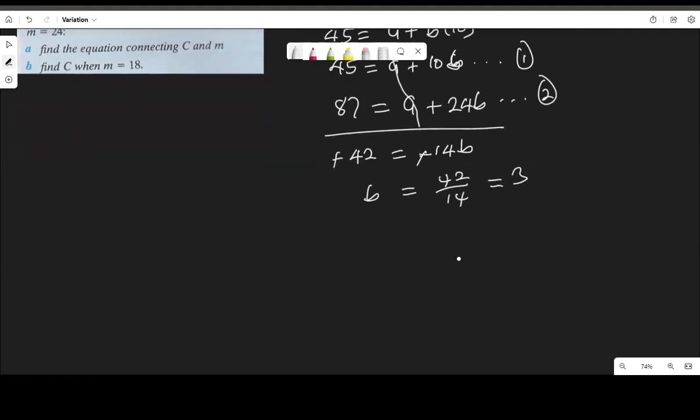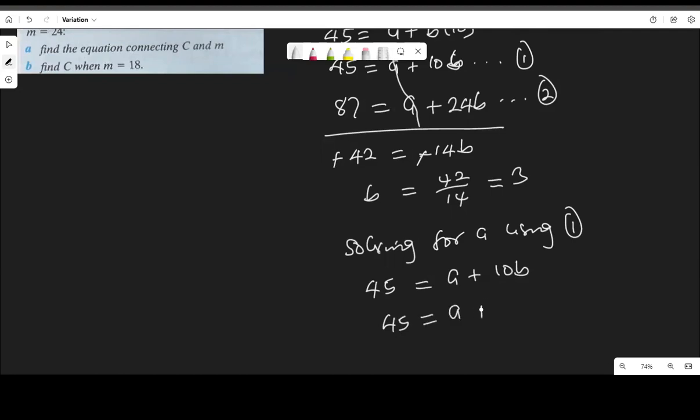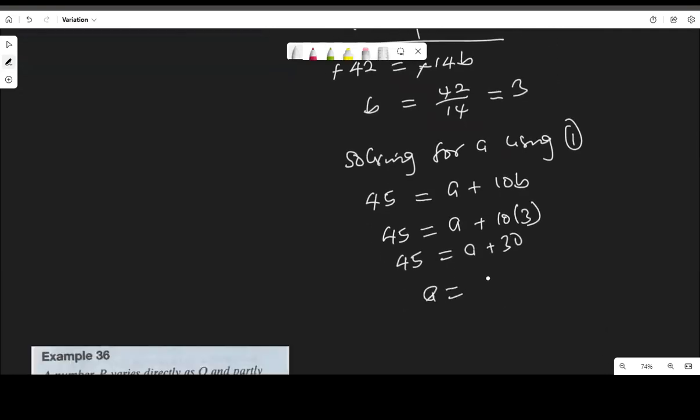Solving for A, using equation 1. Equation 1 says 45 is equal to A plus 10B. And we know B to be 3, therefore 45 is equal to A plus 10 times 3. 45 is equal to A plus 30. A therefore is equal to, I'm moving 30 here, that is 45 minus 30, which is 15.